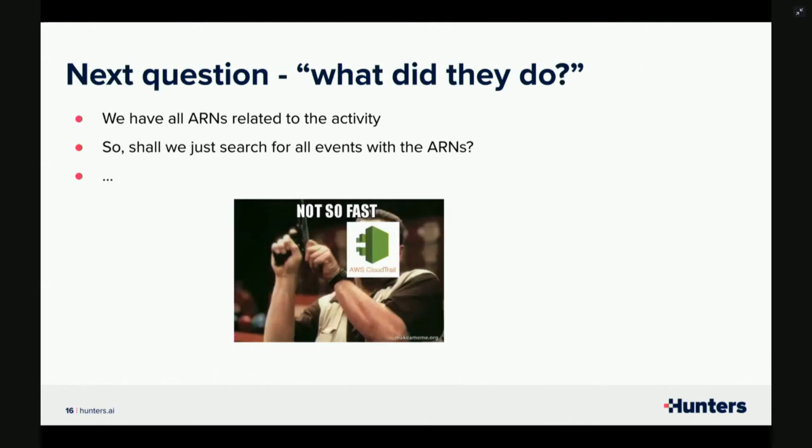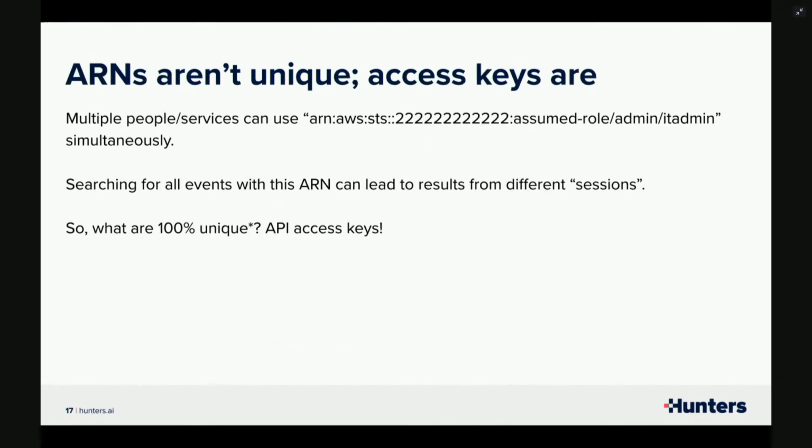Okay, so we have all the ARNs related to activity. Why not just search for all the events with those ARNs, right? So it's not so simple because ARNs aren't really unique. Different people and different services can use the same ARN or have the same assumed role ARN at the same time. So if we search for that ARN, we might get results from different sessions happening at the same time. And again, we're going for an accurate result here.